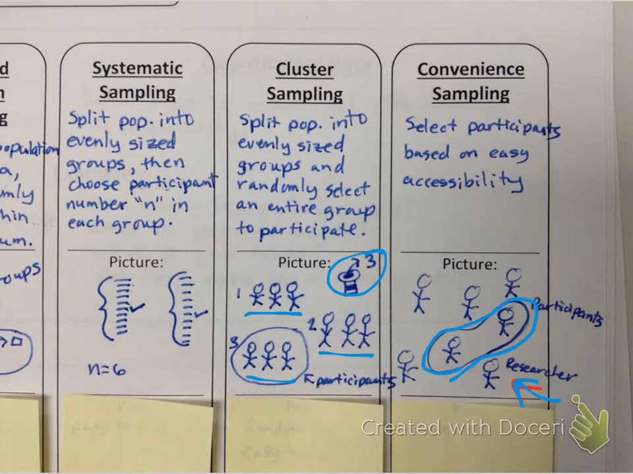So at this point, pause the video, take a minute, flip the page, and see if you can figure out which type of sampling is being used in the situations 1 through 4 about the mini chocolate bars.